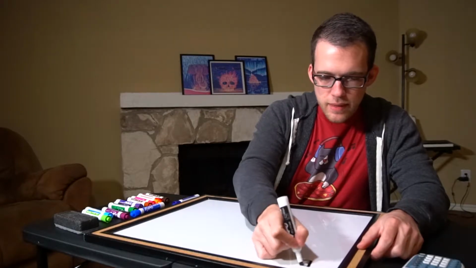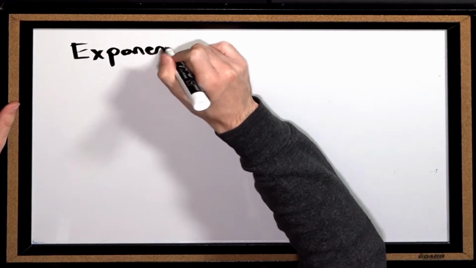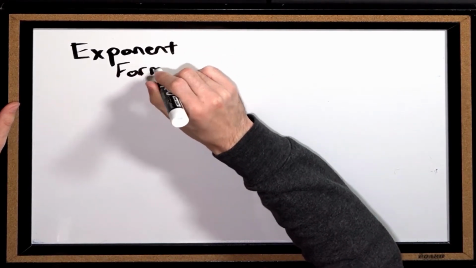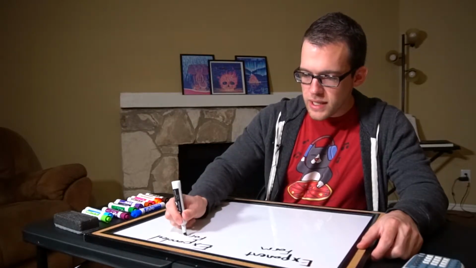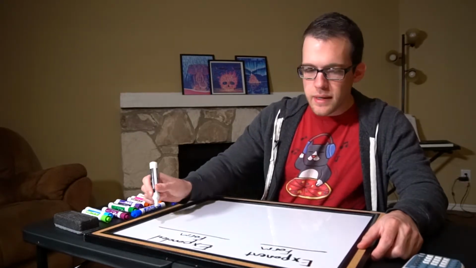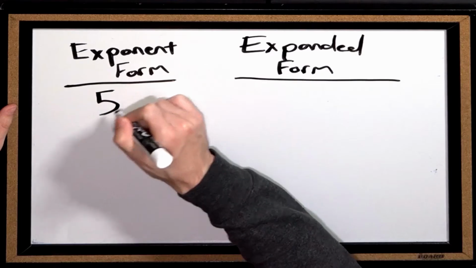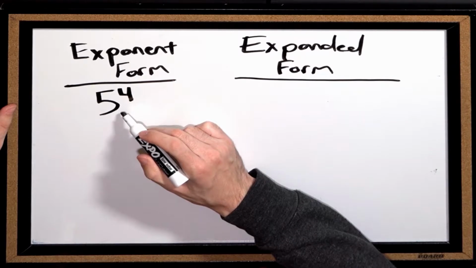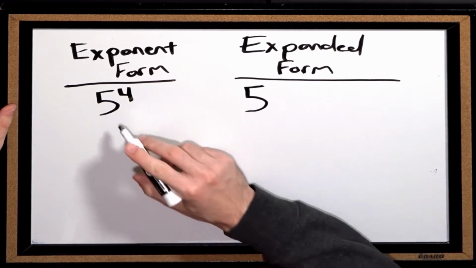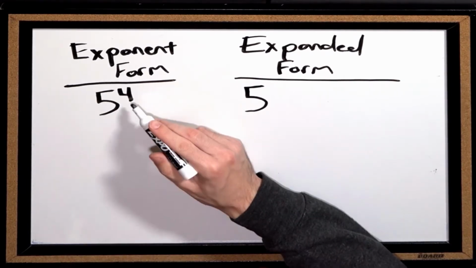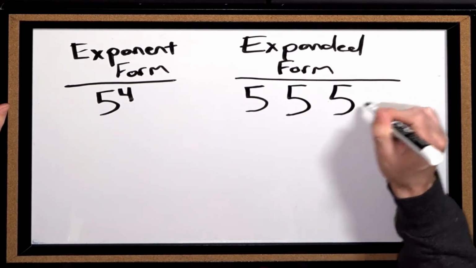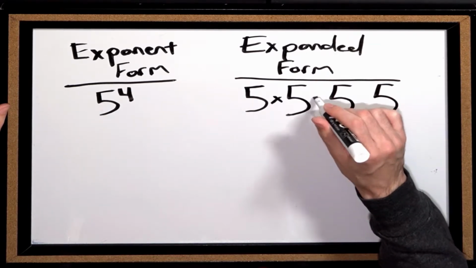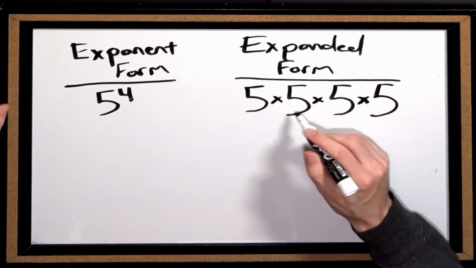All right? So again, we have two forms. We have the exponent form, and then we have the expanded form. Exponent form is where we actually see the exponent. So for example, let's do the example we started out with, 5 to the power of 4. 5 is the number that we're multiplying, and we're going to write it 4 times. The exponent tells you how many times to write this number. So we're going to write it 4 times. 1, 2, 3, 4. And with an exponent, we're always multiplying. 5 times 5 times 5 times 5.